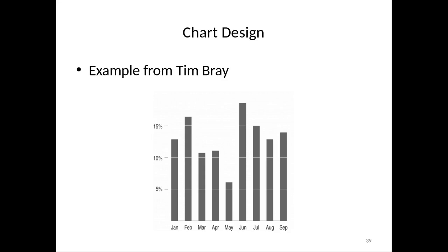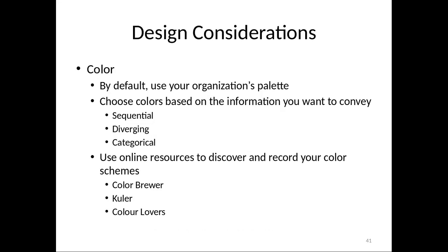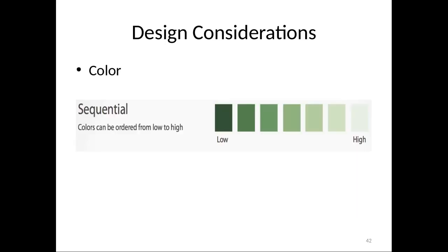Okay, so for design considerations for color, by default, you can use your organization's palette. Choose colors based on the information you want to convey, whether it's sequential, diverging or categorical, and then we can use online resources to discover and record our color schemes. Such online resources are Color Brewer, Kuler, and COLOURlovers.